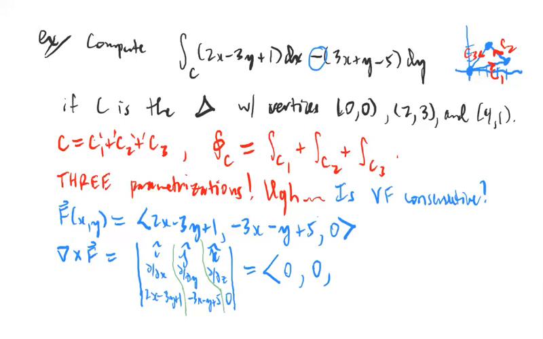The only really interesting computation is the last one. You take the partial with respect to x of negative 3x minus y plus 5, and you get negative 3. Then minus the partial with respect to y of 2x minus 3y plus 1, so minus the partial with respect to y of that is plus 3. Hey, what is this thing? 0, 0, 0. So is it conservative?